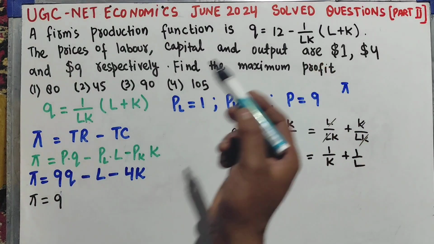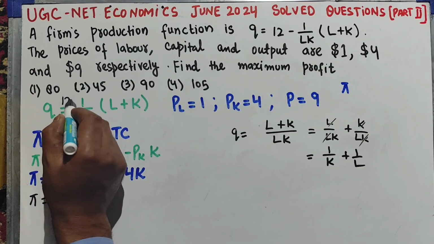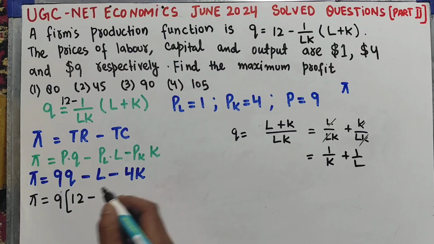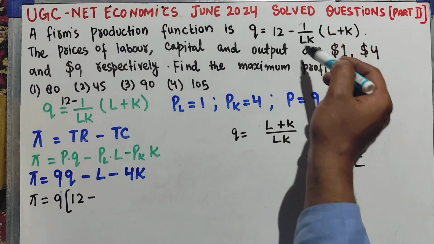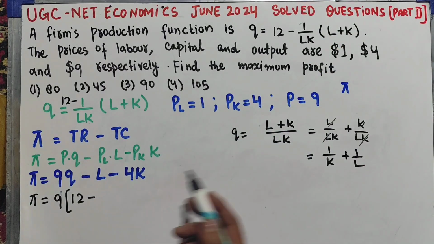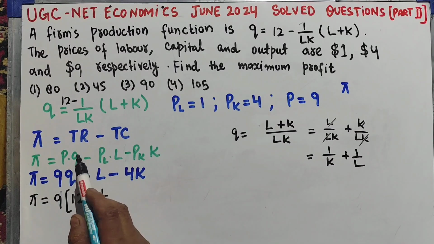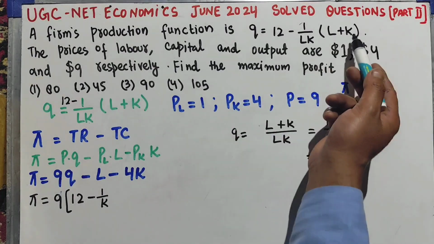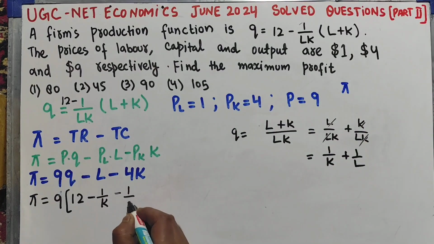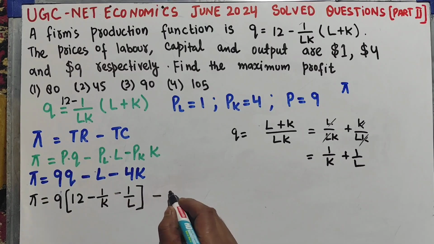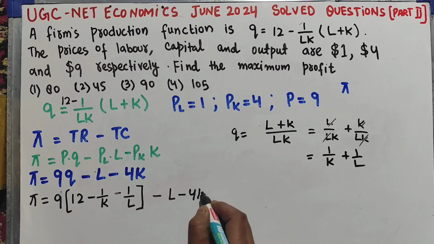Okay, so we have profit will be equal to, so we have 9 in place of Q, sorry, we have also 12 here, sorry for this mistake, so I have 12 minus this stuff, so we have 9 times 12 minus, okay, then this stuff I solved like this, it became 1 upon K. Since we have minus here, it will also become minus 1 upon L. Then we have minus L, then minus 4K. Okay, I hope I am making myself clear here.